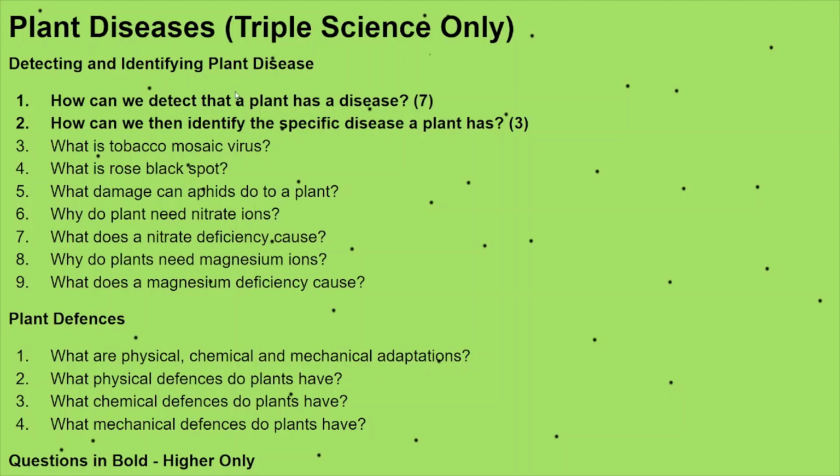So if we think back to tobacco mosaic virus, we covered this at the beginning. If you remember, it causes that mosaic pattern on the leaves, discolours the leaves so that they aren't green, they can't absorb sunlight, so less photosynthesis happens, and therefore less growth happens.